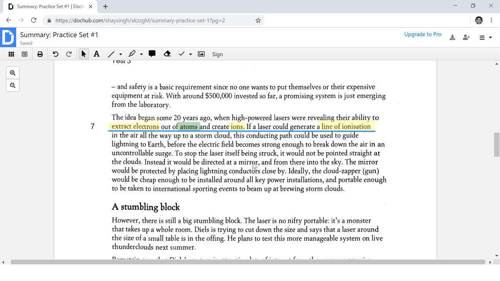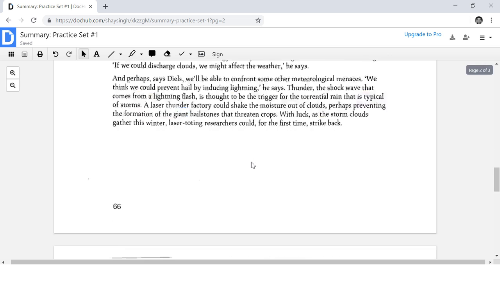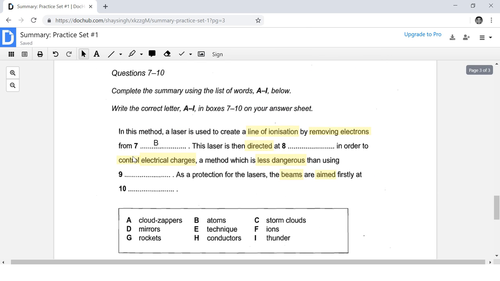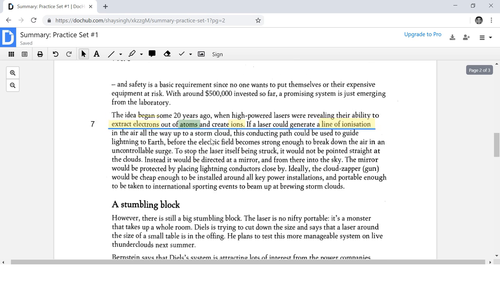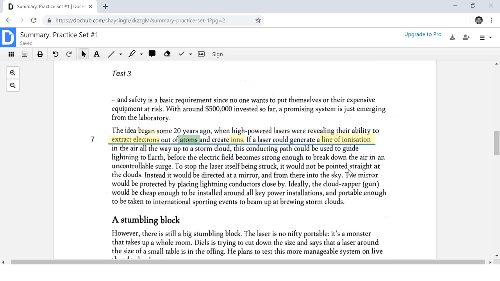But I also have to look for the other keyword. Remember, I'm looking for electrical charges, because the laser is directed at something in order to control electrical charges. Okay, that is important. So I'm going to be looking for electrical charges around this area where I found the words directed and pointed. So pointed is over here. I'm looking for electrical charges, something related to that.